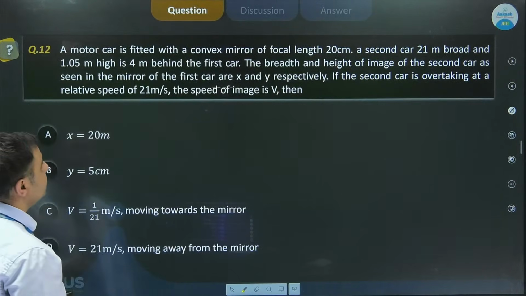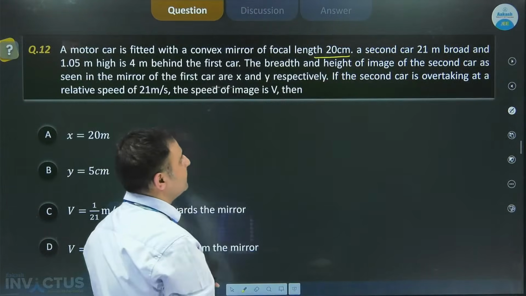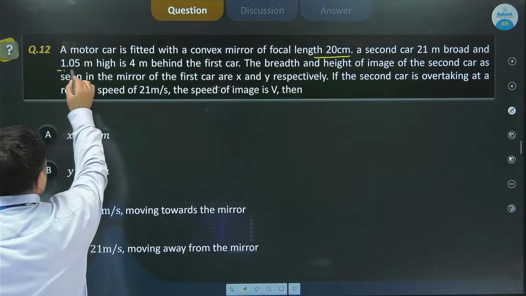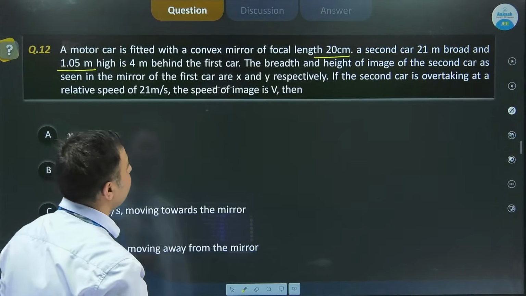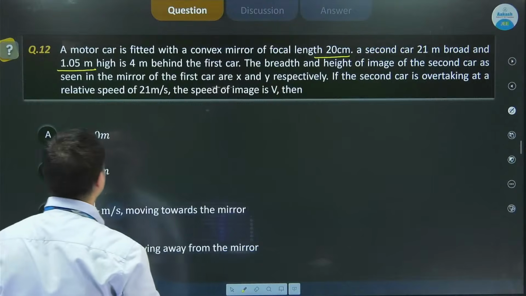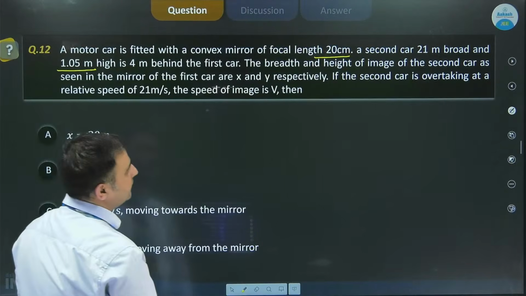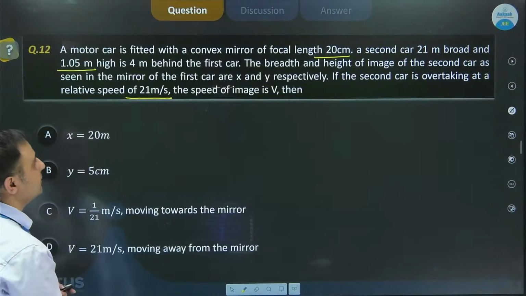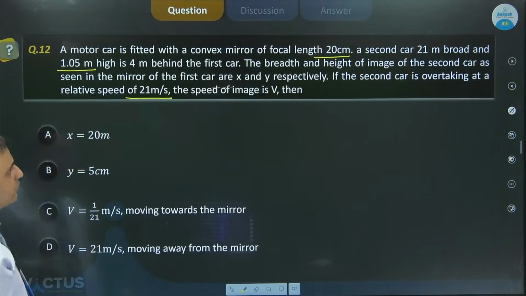A motor car is fitted with a convex mirror of focal length 20 centimeter. A second car 2.1 meter broad and 1.05 meter high is 4 meter behind the first car. The breadth and the height of the image of the second car as seen in the mirror of the first car are x and y respectively. If the second car is overtaking at a relative speed of 21 meter per second, the speed of the image is... So we have to choose the correct options.